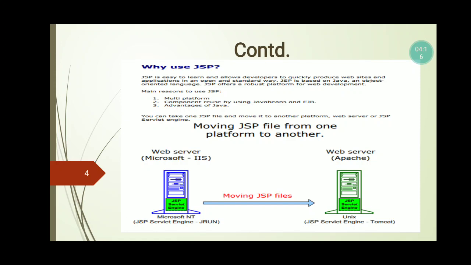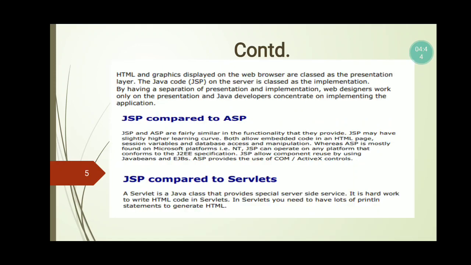Look at this figure in the slides. One web platform is IIS, which is a Microsoft platform, where you can write JSP and very easily transfer it to an Apache web server. This is platform heterogeneity. On heterogeneous platforms, you are able to exchange JSP programs. This supports Java's platform independence concept.